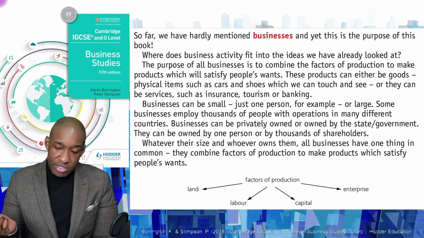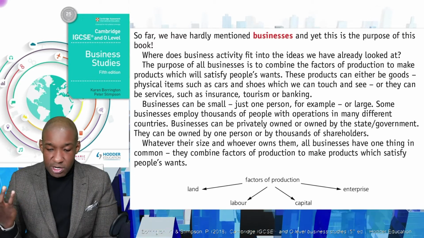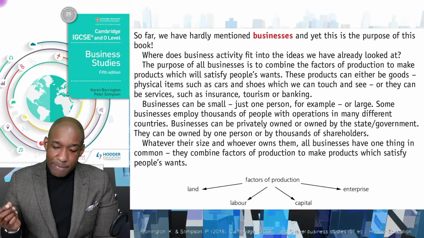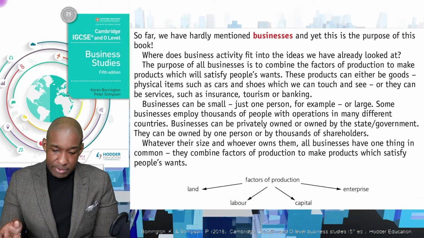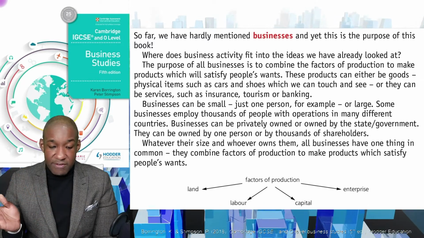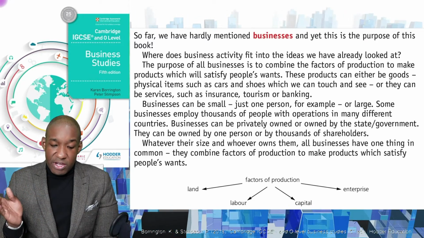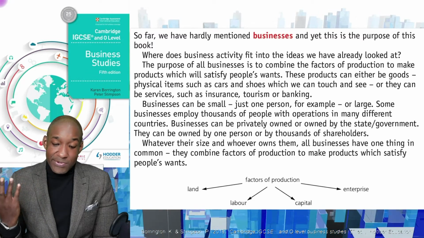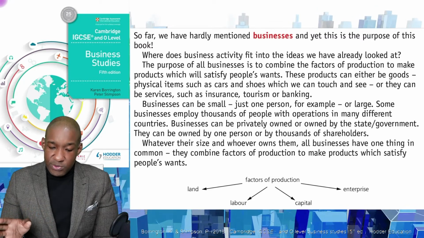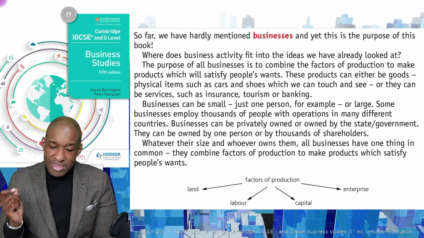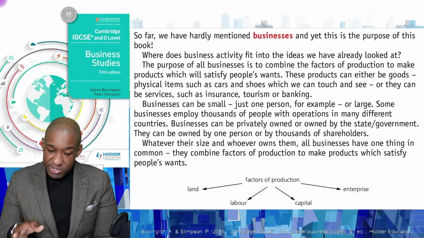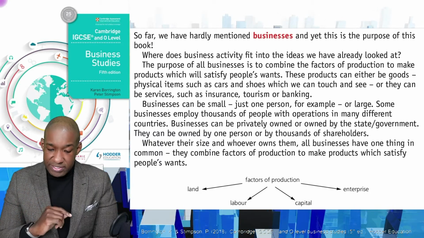Businesses can be small, just one person for example, or large. Businesses employ thousands of people with operations in many different countries. Businesses can be privately owned or owned by the state and/or government. They can be owned by one person or by thousands of shareholders. Whatever their size and whoever owns them, all businesses have one thing in common. They combine factors of production to make products which satisfy people's wants.